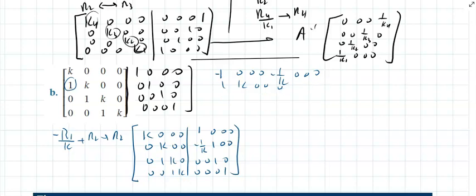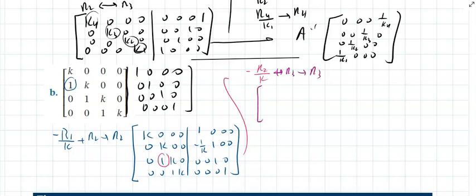And now, as you guess, we're going to do the same. Now I'm going to go to the second row and make that a 0. How do you do that? Well, obviously, you take negative row 2 divided by k plus row 3, and put the result in row 3. So row 1 is k, 0, 0, 0, 1, 0, 0.